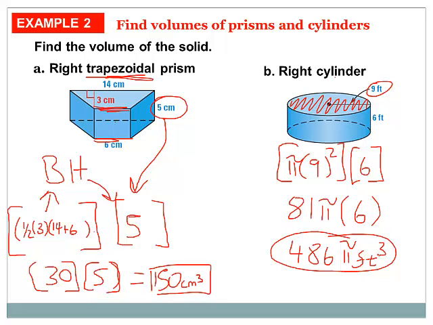Okay, but if you were to use like 3.14 in your calculator, you get 1526.81 feet cubed. Unless I specify, either answer is acceptable.